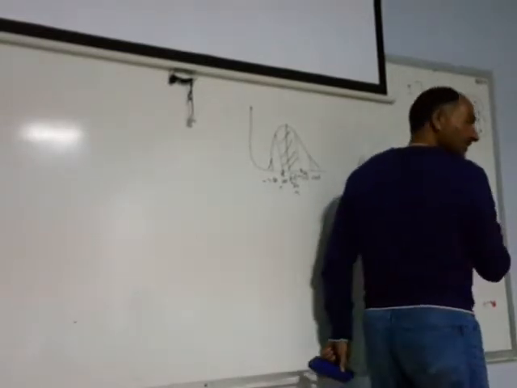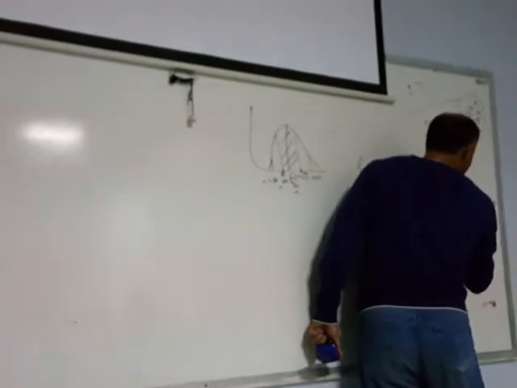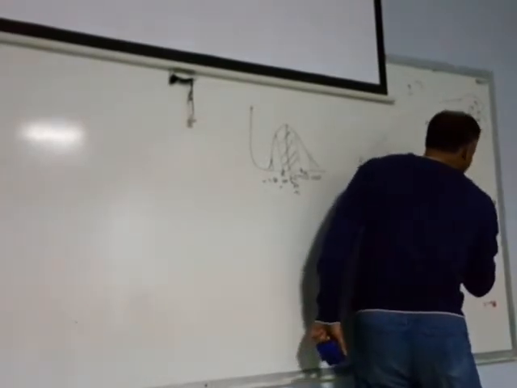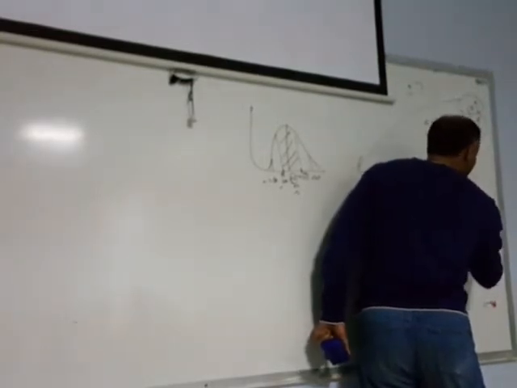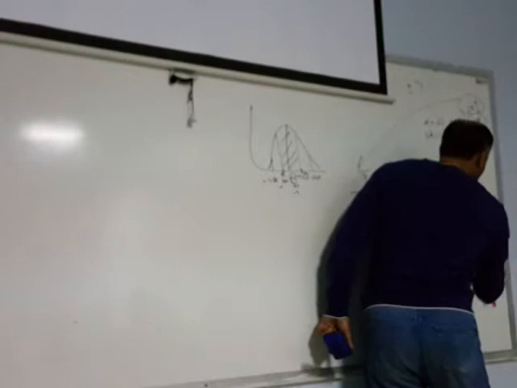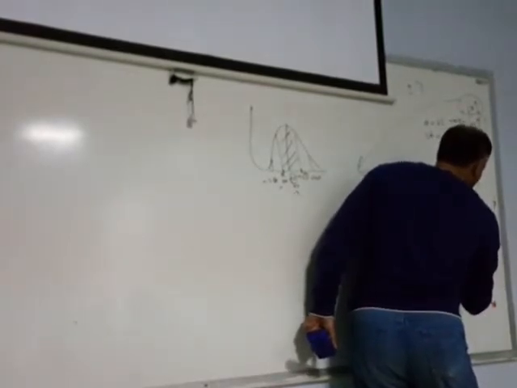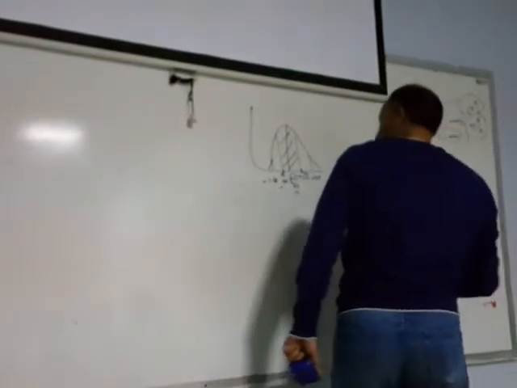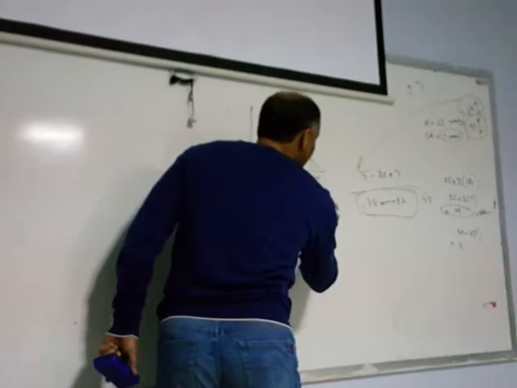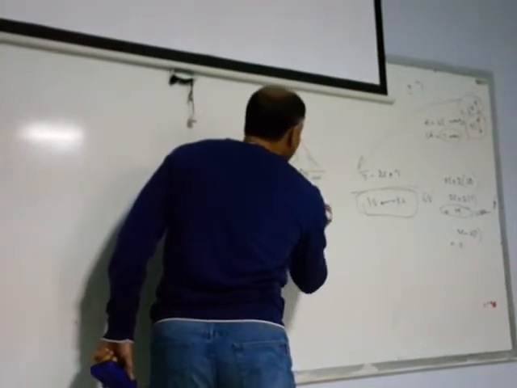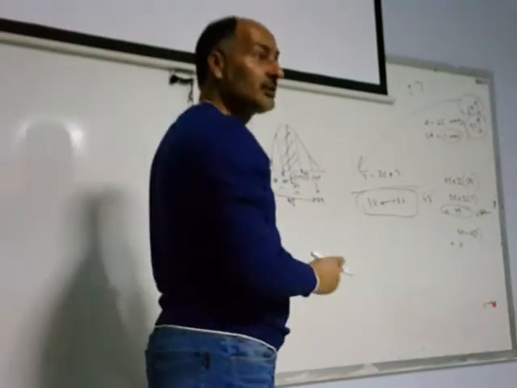So what is this? 39. I'm just opening it up for your understanding. So this is 39, the upper value. And if I go the reverse way, minus, then I will write 25 minus 2 into 7. So it will be 11. So if I make the second observation, it will be between 11 and 39. So 95% of your observations will fall here.